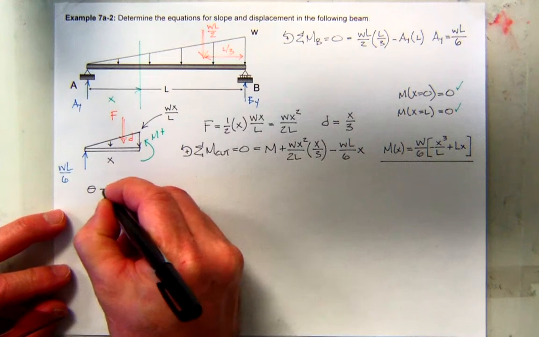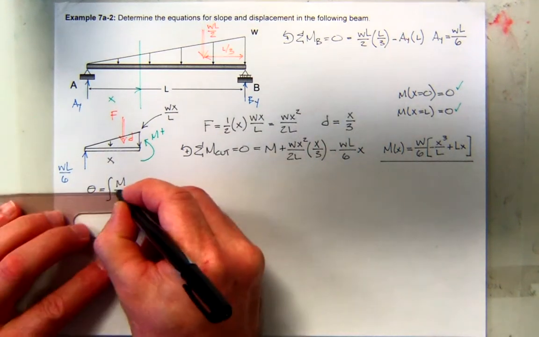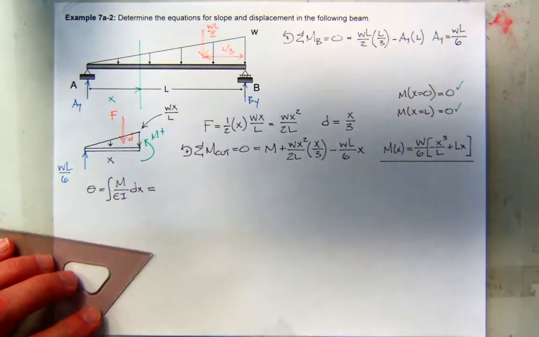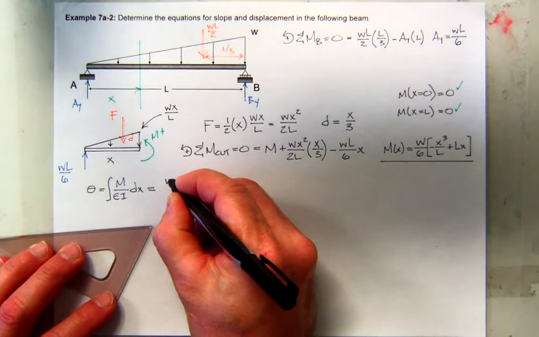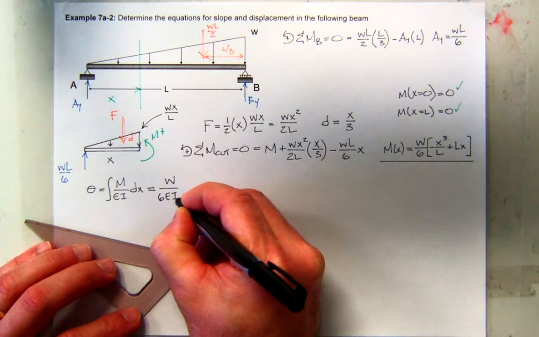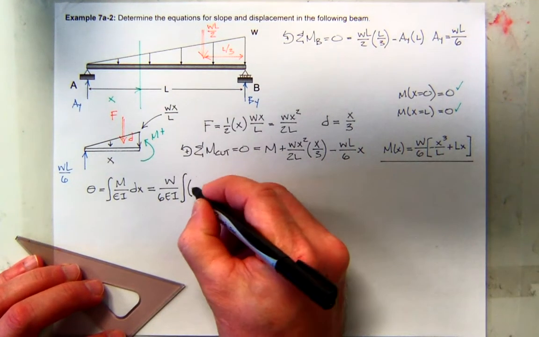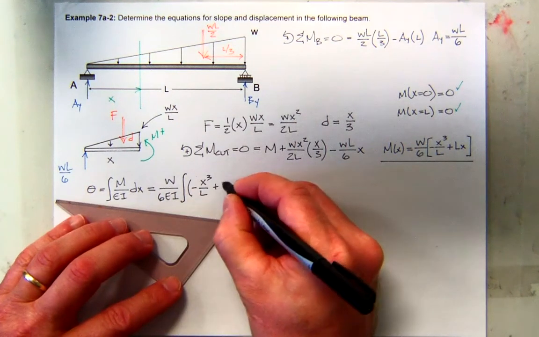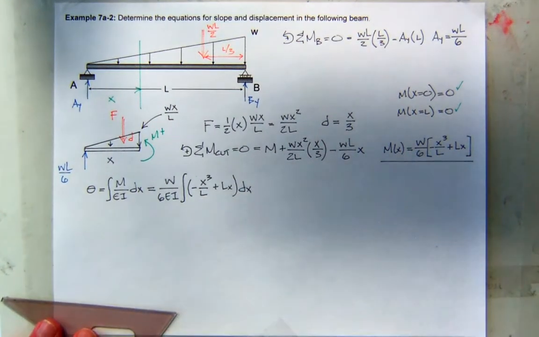So the slope is going to be the integral of the moment divided by EI. And again, we'll assume EI is constant. We've got this W over 6, so I'll bring all that outside. So W over 6EI, and then I'll have the integral of all the stuff left inside, which will be x cubed over L plus Lx dx. So there's my statement. Now I just have to process it.